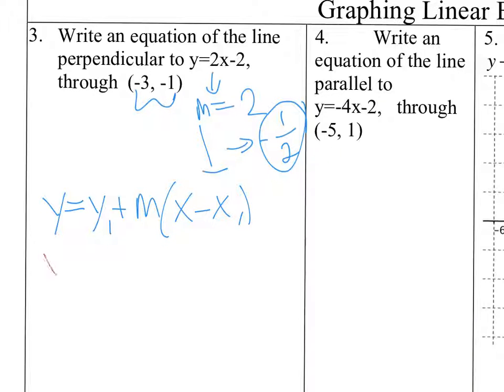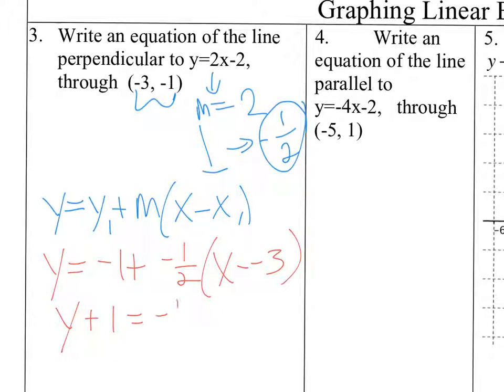And if I plug stuff in, we get y is equal to -1 plus -1/2 times x minus -3. You could also have written this as y plus 1 is equal to -1/2 times x plus 3, and that would be acceptable as well.